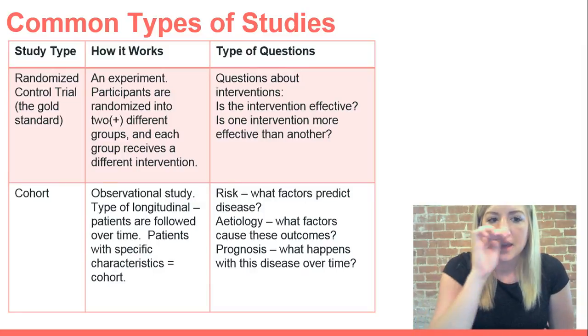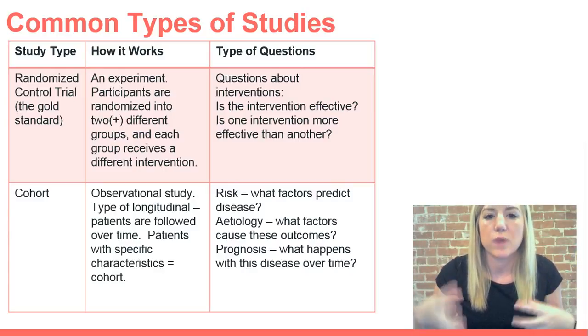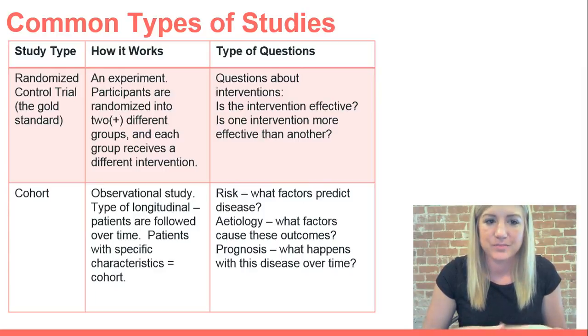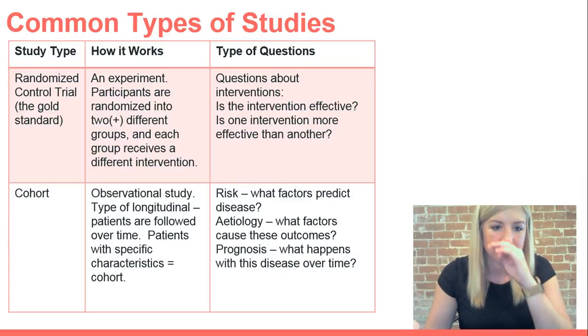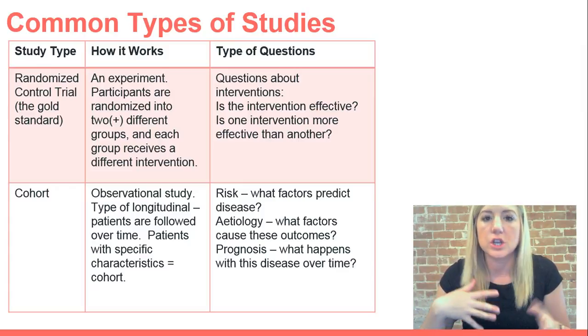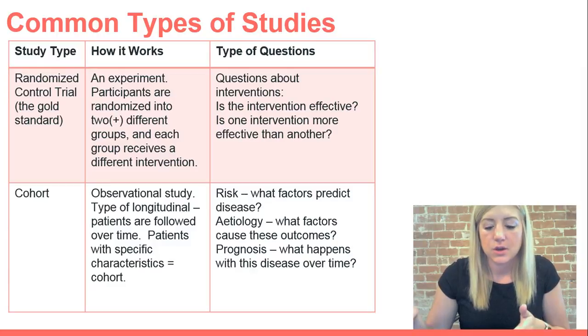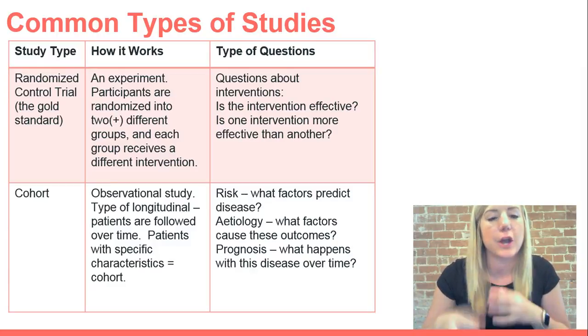So the gold standard of all research studies is a randomized controlled trial. So this is obviously an experiment where you have participants randomized into two different groups. Each group receives a different intervention and you test the effects. There's a cohort study, which is an observational study, usually longitudinal, so it's over time, and patients are followed. So the cohort is usually patients with a certain set of characteristics.